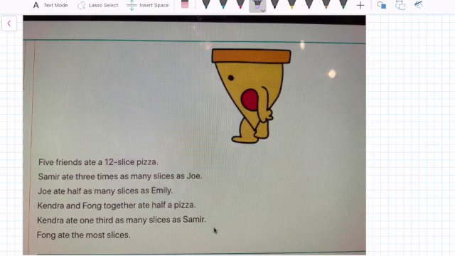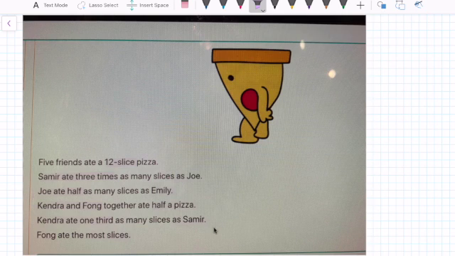We are also given that Samir ate 3 times as many as Joe. We also are given Joe ate half as many as Emily. Kendra and Fong ate half the pizza. Kendra ate 1/3 of what Samir ate, and Fong ate the most slices.